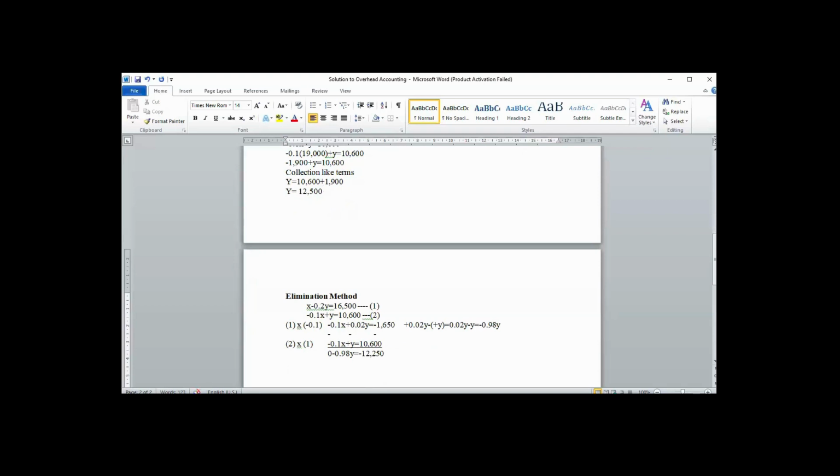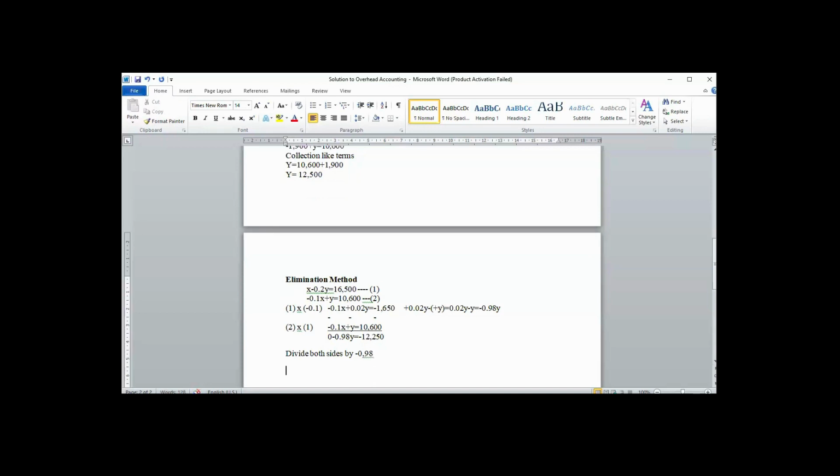We now say divide both sides by minus 0.98, which will now be minus 0.98y. It has a minus sign. Okay, yes, I know.